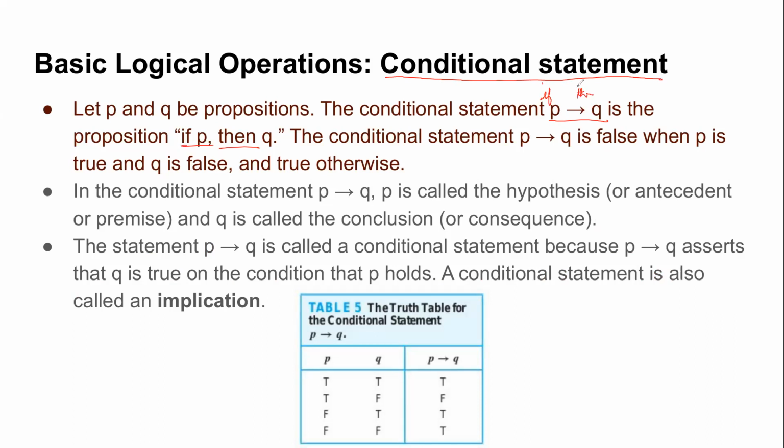And how do you evaluate it? The conditional statement P implies Q is false when P is true and Q is false, and in all other cases, it is true.